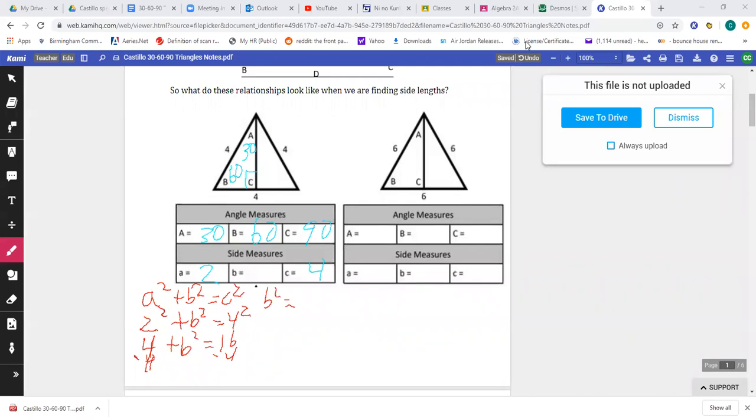B squared, so I get B squared is equal to 12. Now you're just going to go ahead and square root both sides. And so remember how to do the square root of 12. You do the factor tree. I get 4 and 3. And then the 4 is 2 and 2. And so B is equal to 2 root 3.